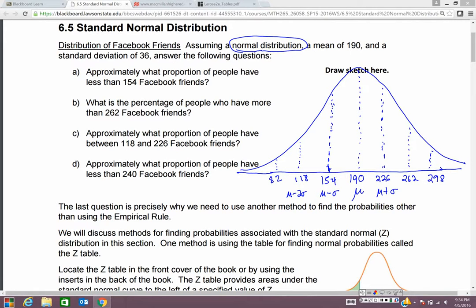So the first part of this problem asks approximately, and we use approximately or the word about when we're referring to the empirical rule, because it's not exact. So the empirical rule gives us an approximate value, or a value that's about the percentage that is accurate for that particular scenario. So approximately what proportion of people have less than 154 Facebook friends?